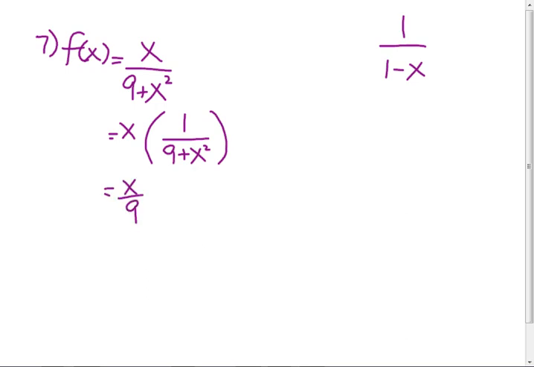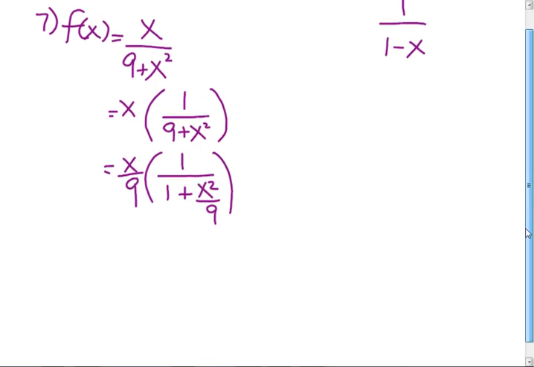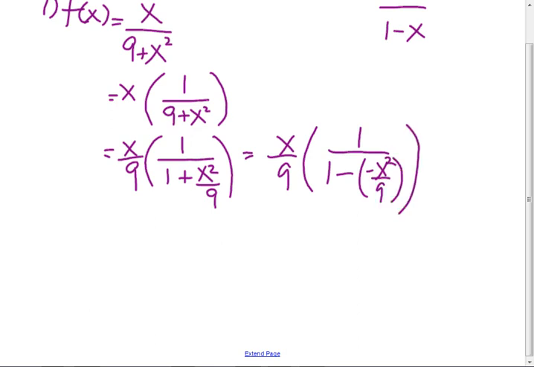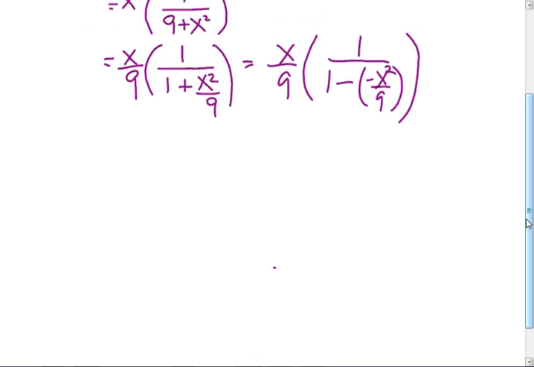So it's x over 9. Then it's 1 plus x squared over what? 9. It's still not right. So it's equal to x over 9. You'll just take that x and multiply by your answer. It's 1 over 1 minus a negative x squared over 9. What's r? It's that. That's r.